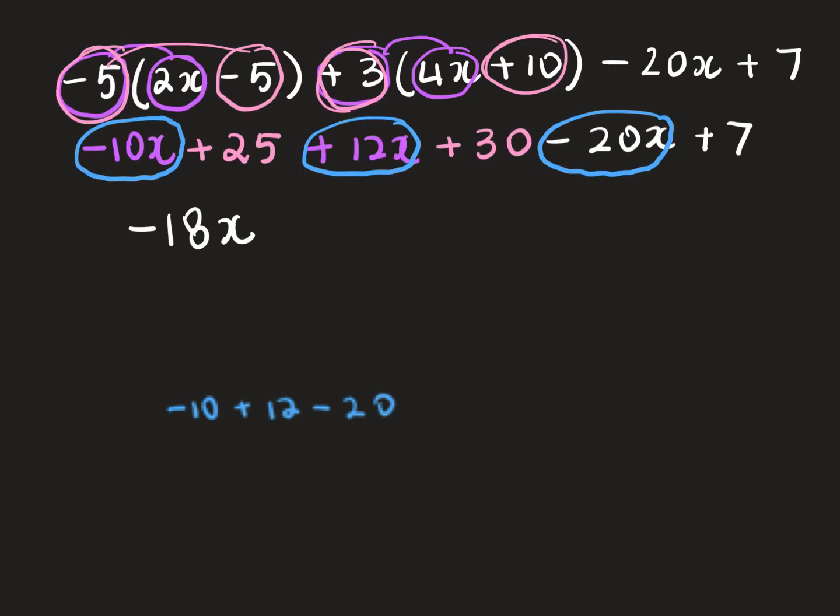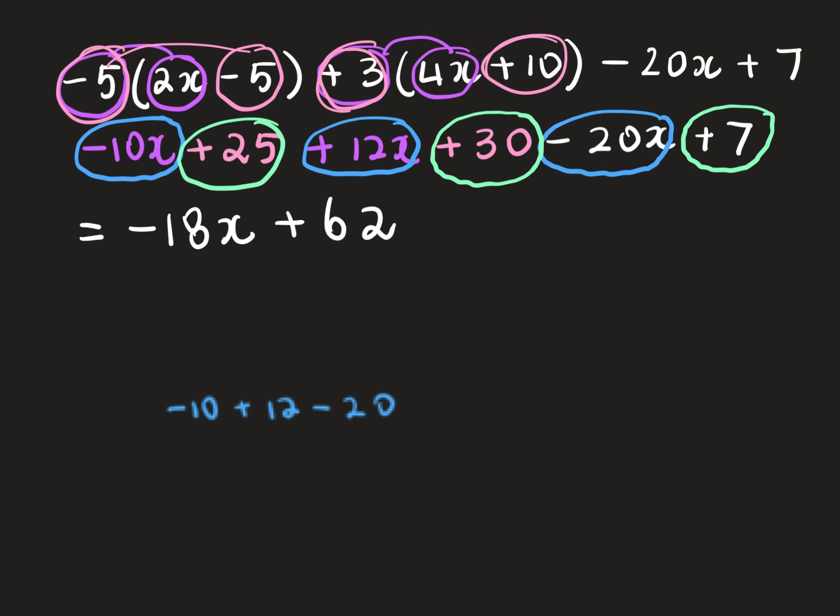And then what about my numbers? I'll do these ones in green. I've got 25 plus 30, that'll give me 55. Plus 7 will give me 62, I think. And on an exam, I definitely use my calculator to make sure that I didn't make mistakes with that. How did that go? Negative 18x plus 62.